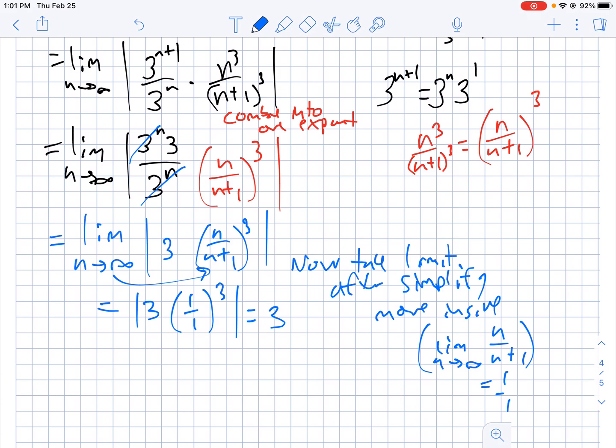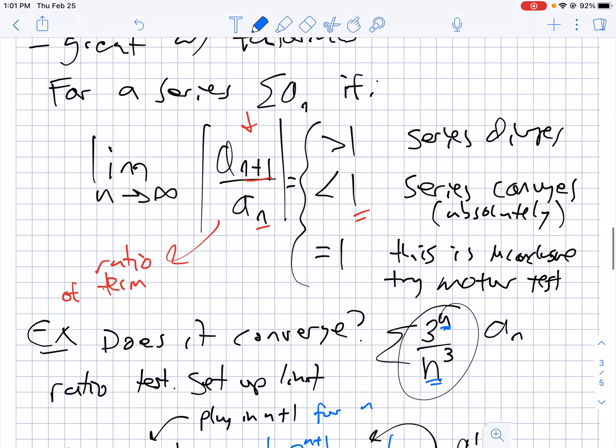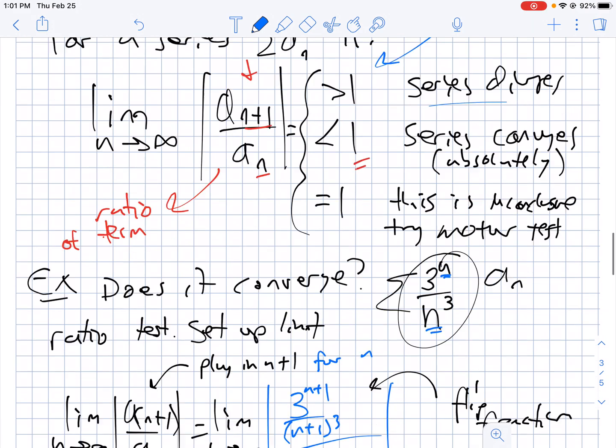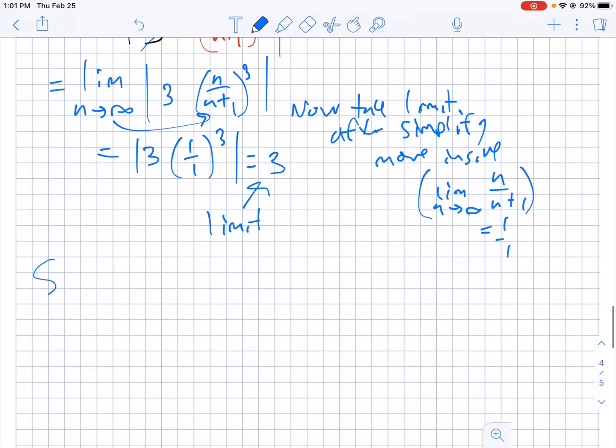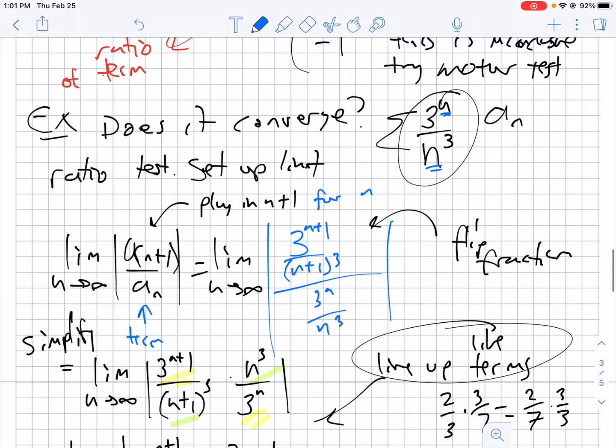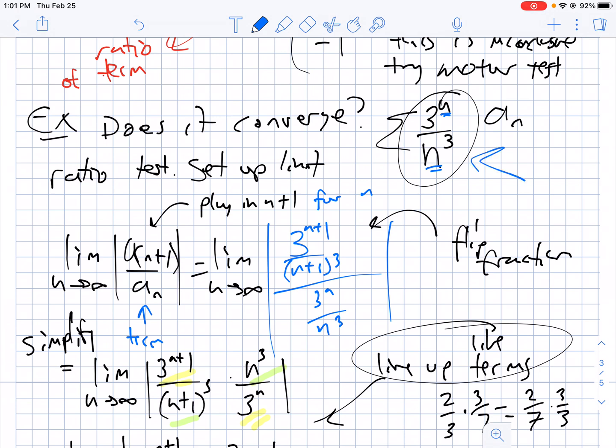Okay, now that was our limit, so let's go back and compare that to our theorem here. If the limit was greater than 1, that tells me the series diverges. Okay, so we're good. That means the series is going to diverge. So again, that tells us that this series diverged because of the ratio test.